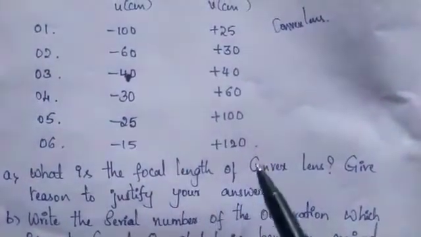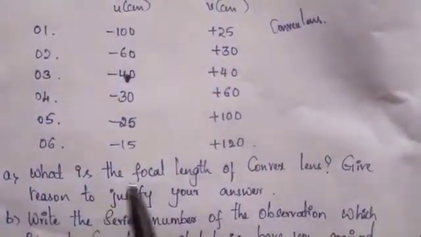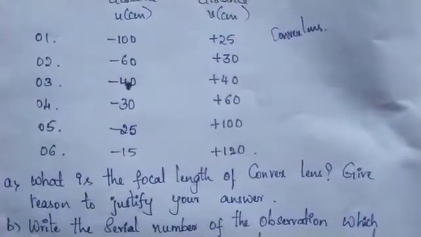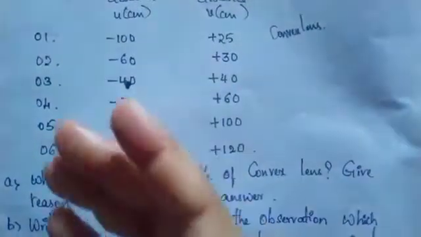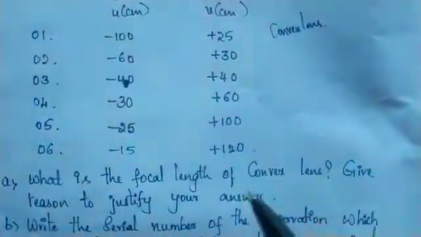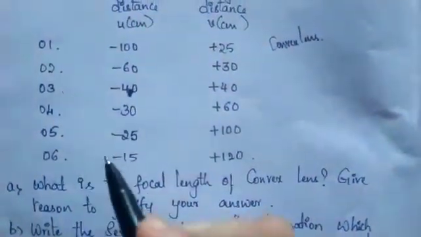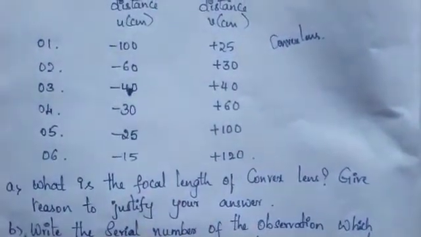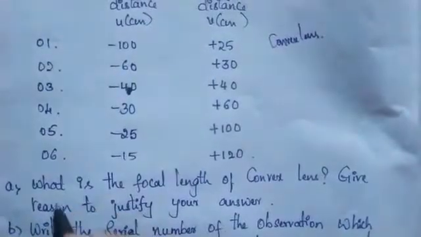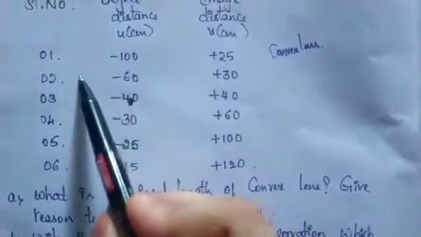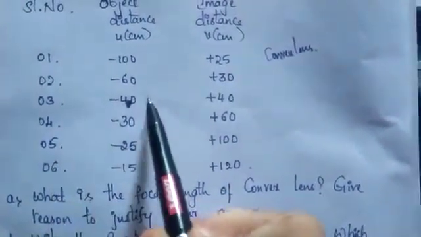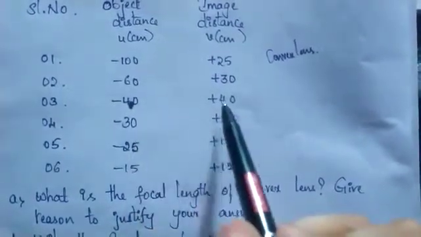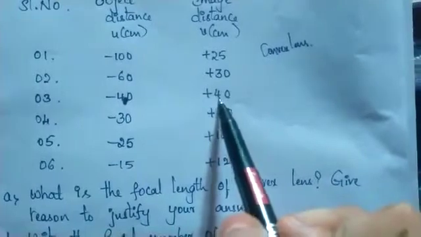What is the focal length of the convex lens? Give reasons to justify your answers. You have to find out the focal length here. Without exactly knowing, we can't find out the focal length. But there is a trick when this type of table is given. Just observe the third serial number. Whenever you see the third one, you can observe that object distance and image distance are the same.